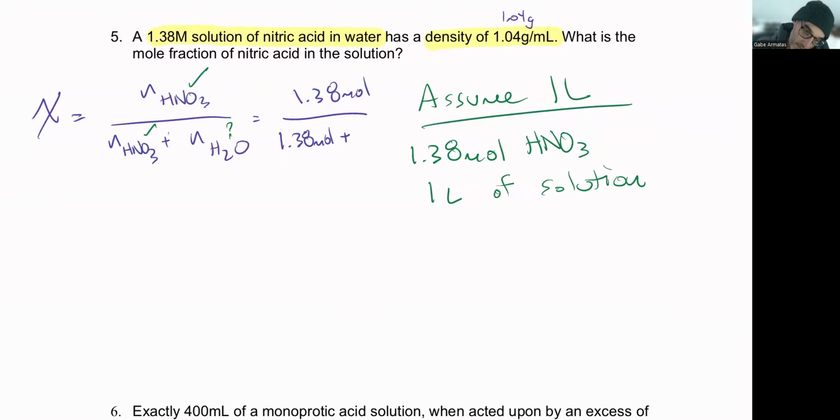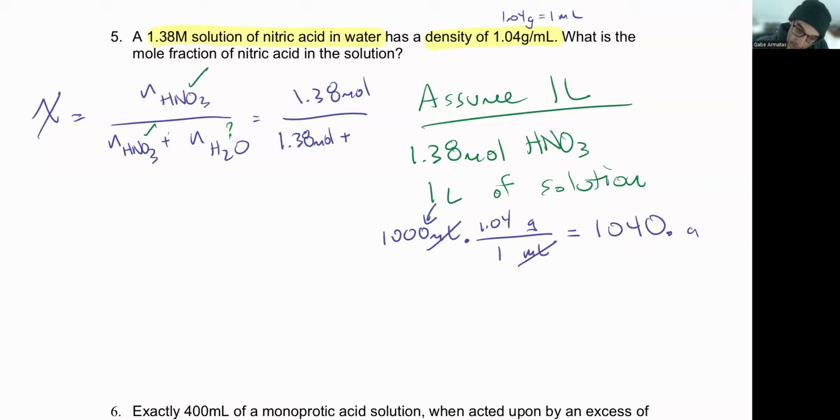1.04 grams is equivalent to 1 milliliter of solution, right? We just did that. So what we can say is, how much do I have, liters or grams of solution? I have 1,000 milliliters or 1 liter of solution. 1,000 mils times a fraction. I want mils of solution to go away, and I'll have grams. So 1.04 grams of solution is equivalent to 1 mil. Mils cancel, leaving me behind grams: 1,040 grams of solution.